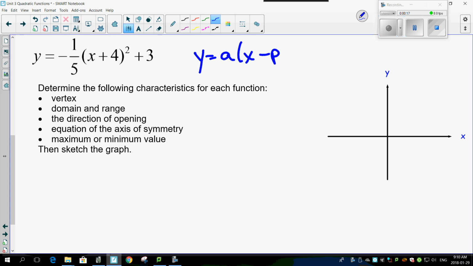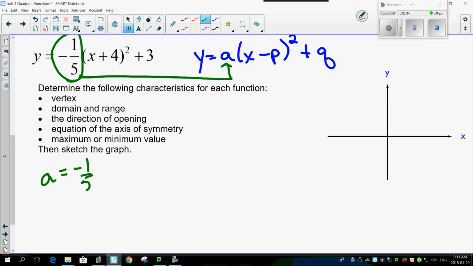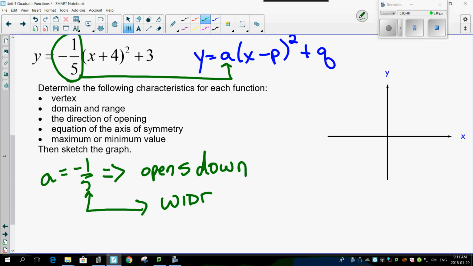X minus p, don't forget, it has to be squared, because if it's not squared, it's not a quadratic, plus q. So now let's fill in the blanks. A is negative 1 over 5. That's this guy, always the one that's up front, right? Okay, so what does that mean? Well, it's negative. That means it opens down, right? So opens down means unhappy parabola. Notice also that this is a fraction, so this is going to make it wide, right?